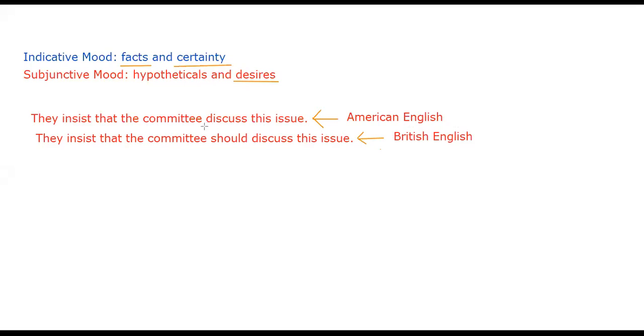Okay, so in American English, we just use the base form. To discuss, discuss. That's the base form, discuss. But for British English, they put a should in front of the verb and then the verb itself. Like, so they say should discuss. This isn't actually wrong. This is not the traditional form of the subjunctive. This is just an alternative form.